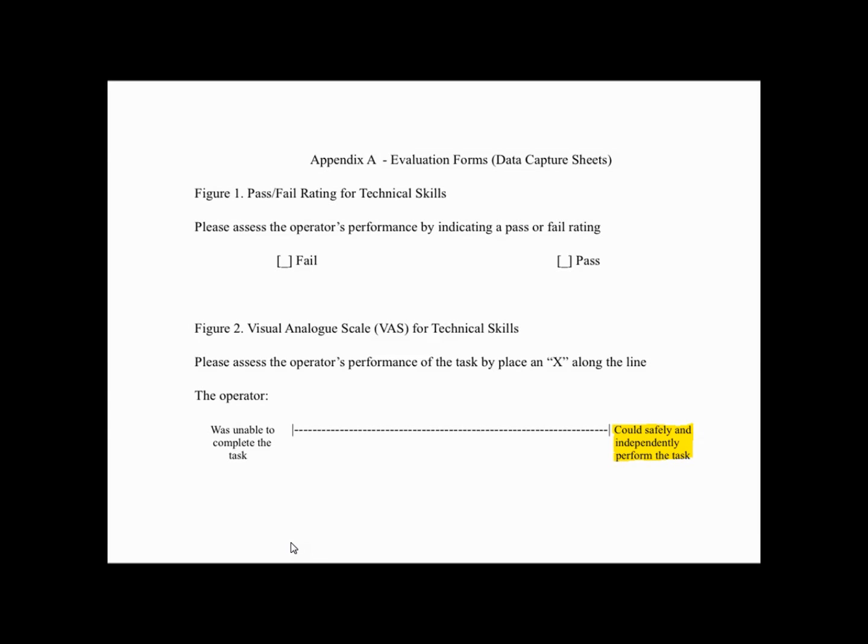This would be represented by a task performed with all the steps done smoothly and correctly, with no stopping or errors. The bottom end of the scale would be equivalent to someone who failed the pass-fail system and was unable to complete the task or had significant errors.